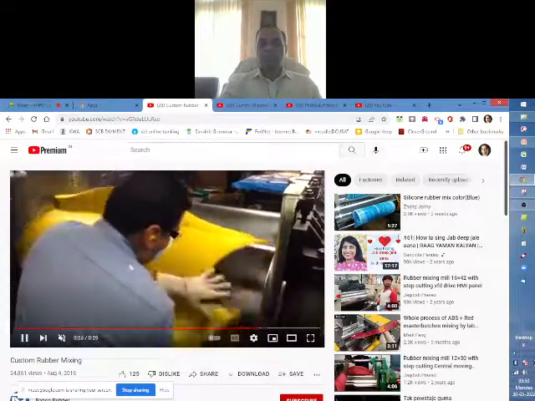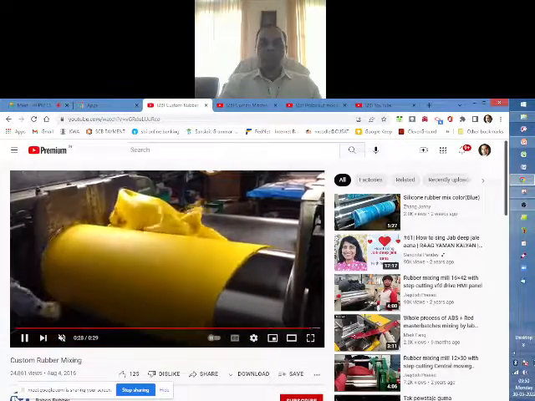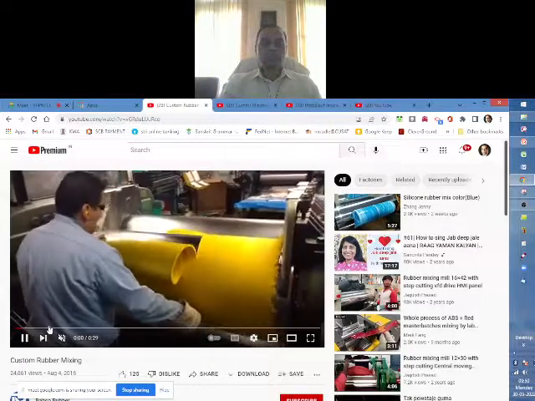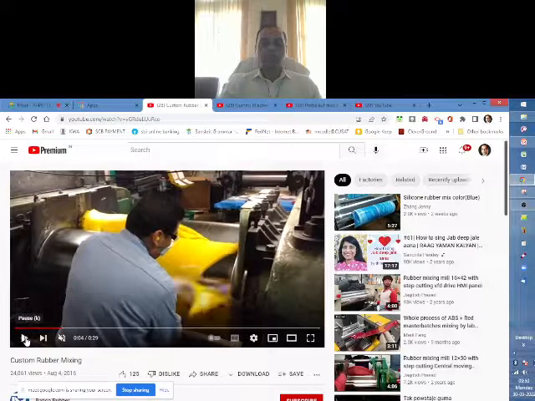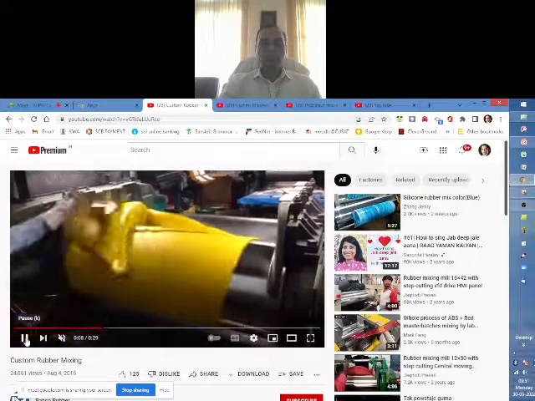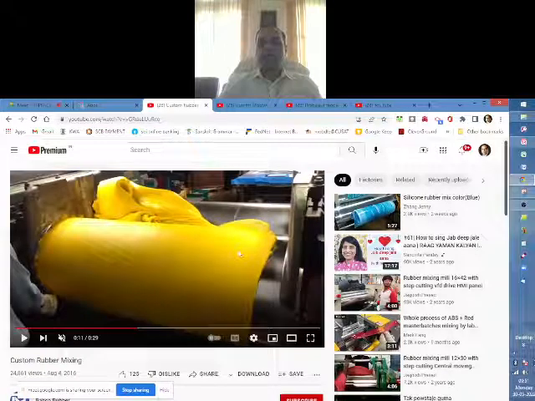So this process is happening for cross mixing. Now when such a band is formed, this is called a bank, B-A-N-K, bank. Now you are supposed to add your ingredients in this gap only.